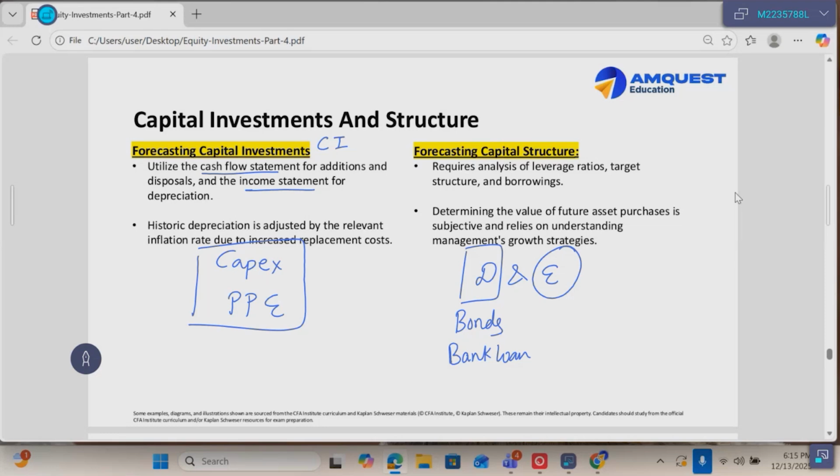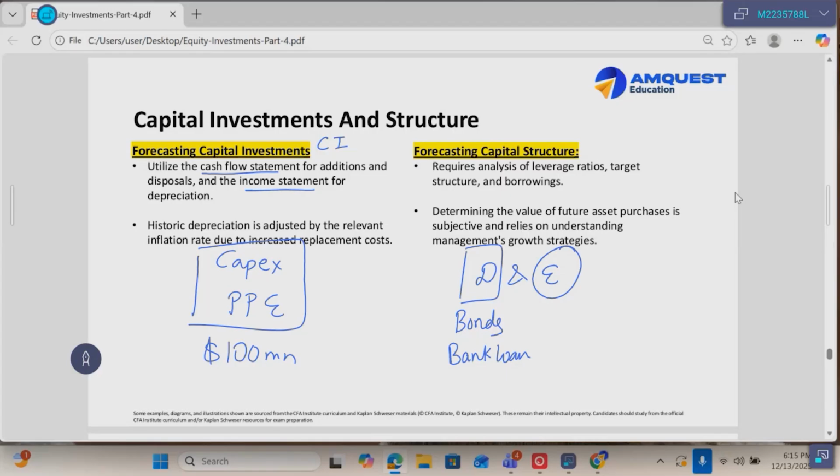Then, in order to calculate, let's say I want to raise $100 million. Where will I raise this $100 million? How much debt will I raise? How much equity will I utilize? Or if I am having reserves and surplus, I can even take my money from my reserves. So it requires analysis of leverage ratio, target capital structure, and borrowing.